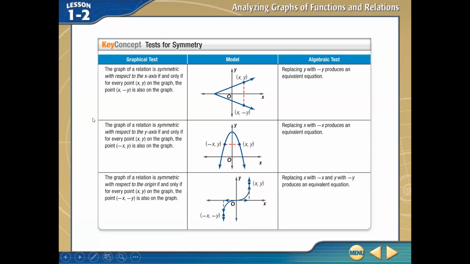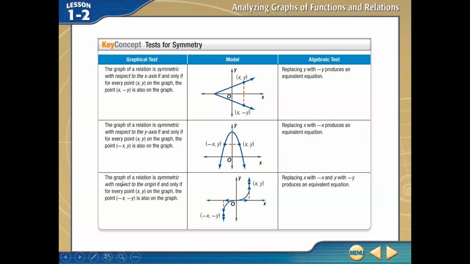The next one: the graph of the relation is symmetric with respect to the y-axis if and only if, for every point (x, y) on the graph, the point (negative x, y) is also on the graph. So here's (x, y), here's (negative x, y), and you can see that they both fall onto our graph. So replacing x with a negative x produces an equivalent equation.